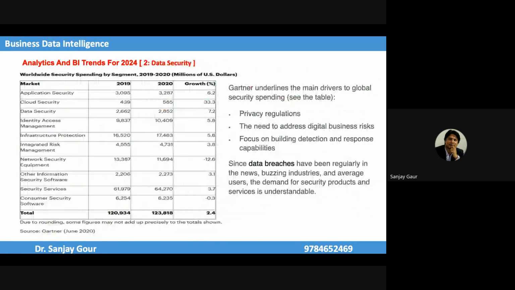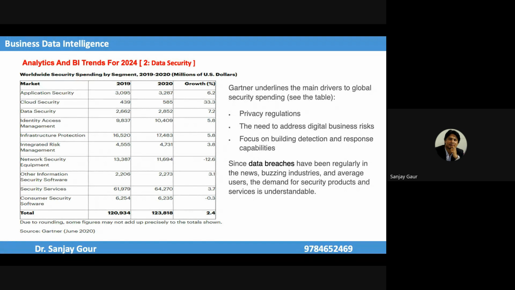Next part, we are moving toward analysis and BI trends with data security. From the security point of view, there is a screen with results of 2019 and 20. Multiple kinds of security features are given here, and the percentage of the security ratio is also given here. This is from near 3 to 4 years before.